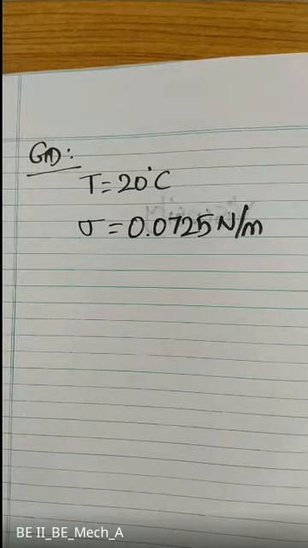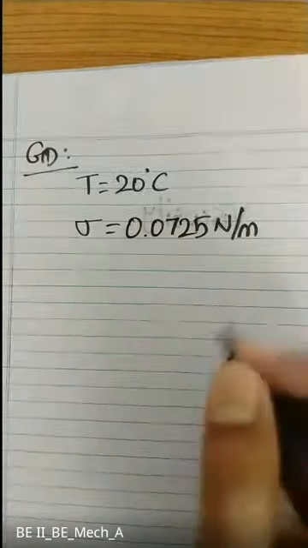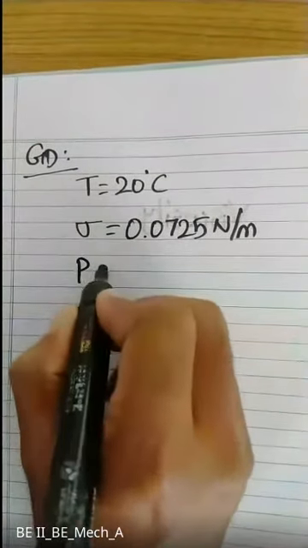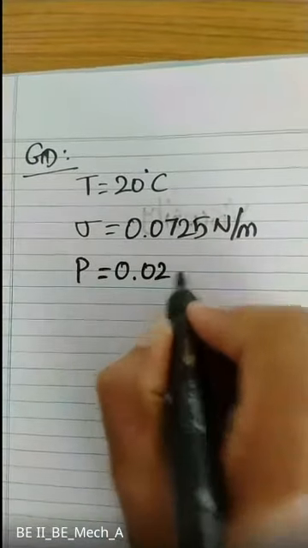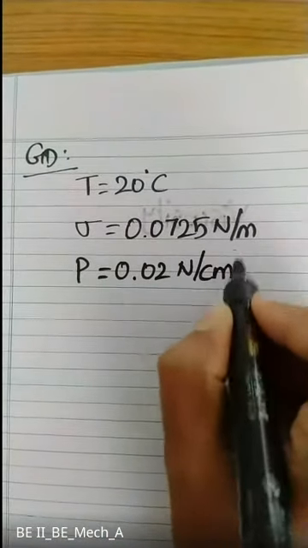Similarly, the pressure inside a droplet of water is to be 0.02 Newton per centimeter square greater than the outside pressure. Actually, it is the pressure inside the water droplet, 0.02 Newton per centimeter square greater than the atmospheric pressure. So you can note this value with the notation P. The value is 0.02 Newton per centimeter square.